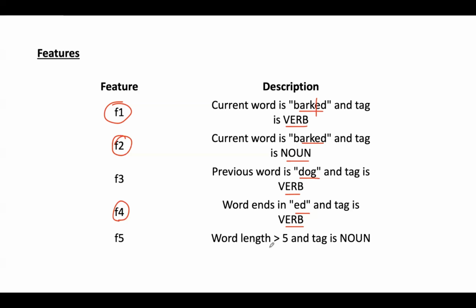And we are taking the length. Say the length of the word is greater than 5, that is, the total number of characters in this word is greater than 5. So we are assuming word length greater than 5, and say the tag assigned to that is noun. So by taking different possibilities, we are going to check which of them fits well for that particular word.